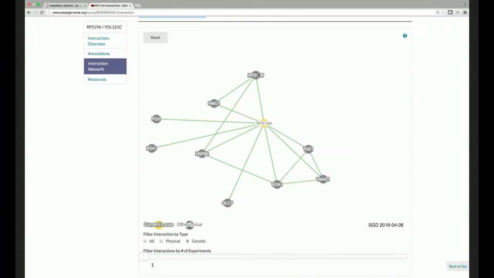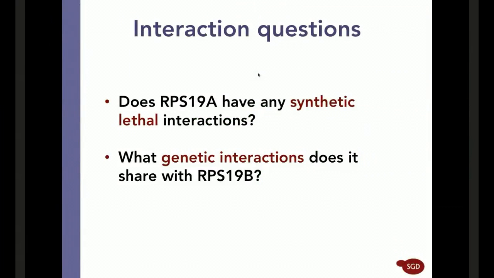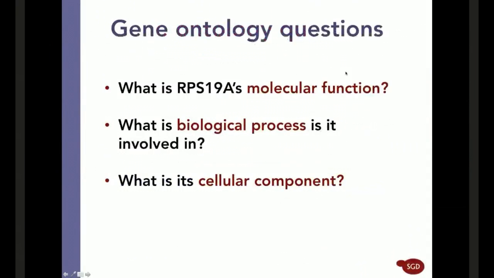Before we move on to gene ontology, are there any questions? All right, so let's return to the slides and move on to questions about gene ontology. Gene ontology is basically a controlled vocabulary for the molecular function, biological process, and cellular component of a gene or gene product. To give some examples, kinase activity would be a molecular function, glucose transport would be a biological process, and nucleus would be a cellular component. SGD annotates these categories for every gene.